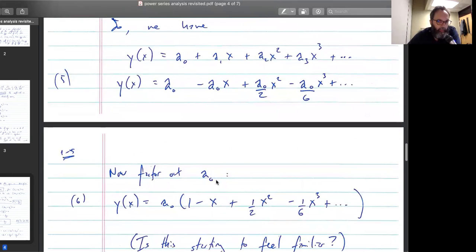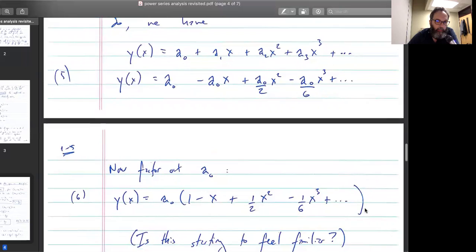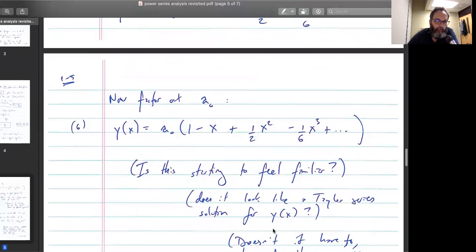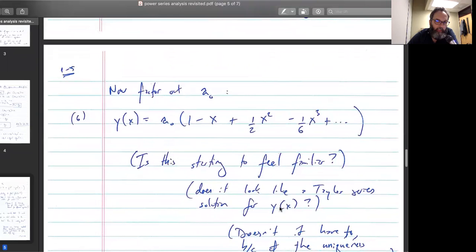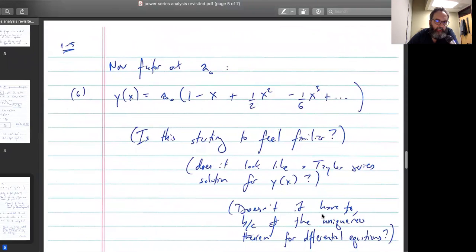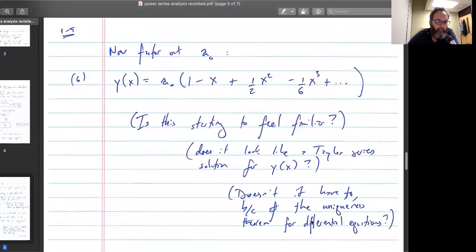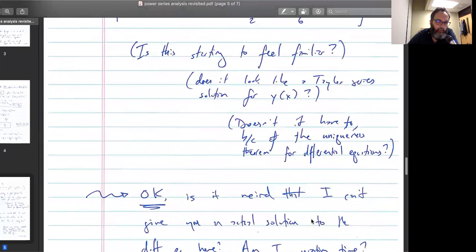All right, then we'll factor out a naught. That leaves me with y of x is equal to a naught times 1 minus x plus 1/2 x squared minus 1/6 x cubed, and so on. All right, does this feel like something you've seen before? Because it should. It maybe looks like you're finding a Taylor series solution for y of x, and maybe it has to look like some kind of power series solution because of the uniqueness theorem for differential equations.